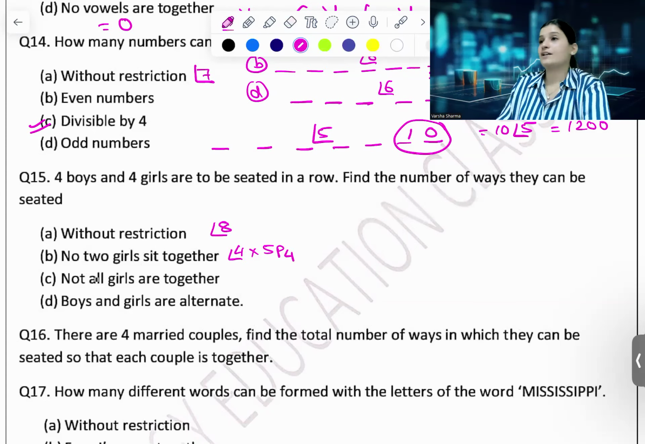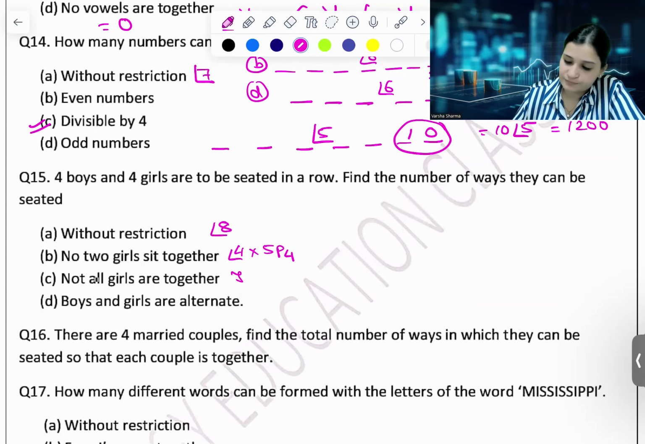Not all girls are together. That means all the girls should not be together. So how do we do it? Total minus together.